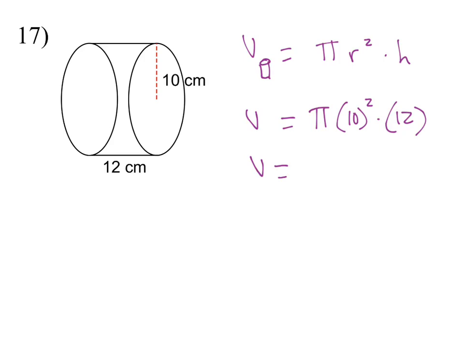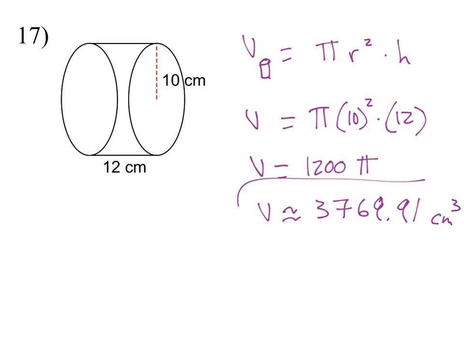If we do 10 squared times 12, you're looking at 1200 pi. And if you plug in the pi value, you get your approximate value there, which comes out to be about 3,769.91 cubic centimeters. And voila, we got our approximate volume. So, just a quick overview, similar triangles and volumes. Make sure you know how to get both.